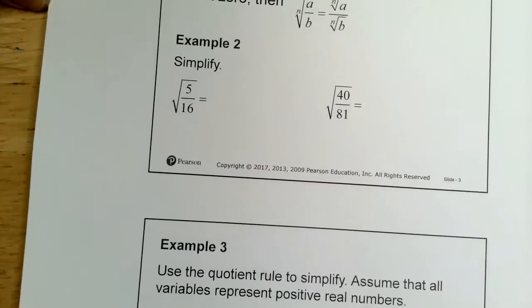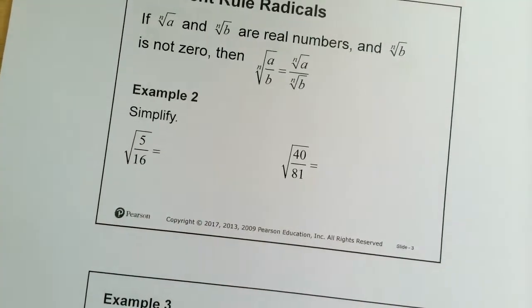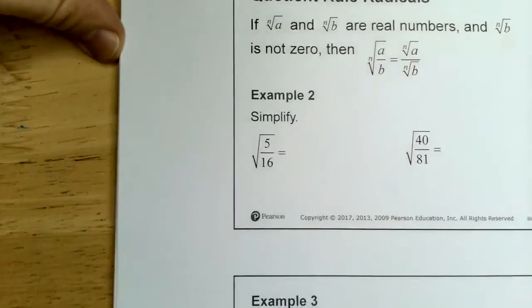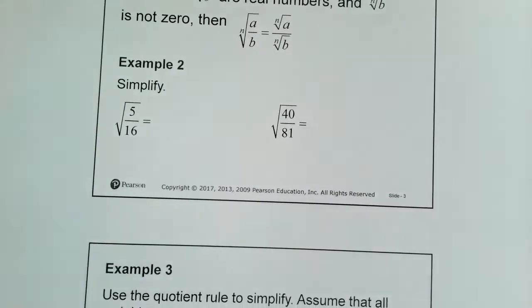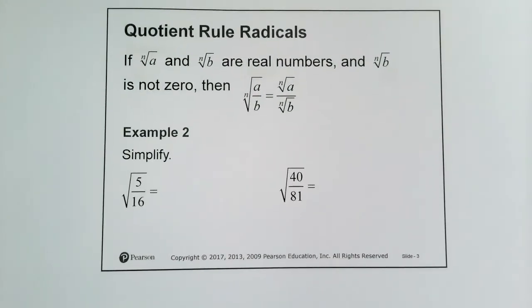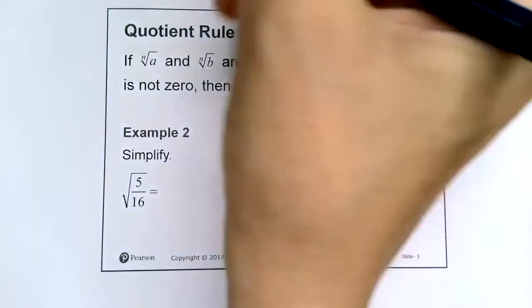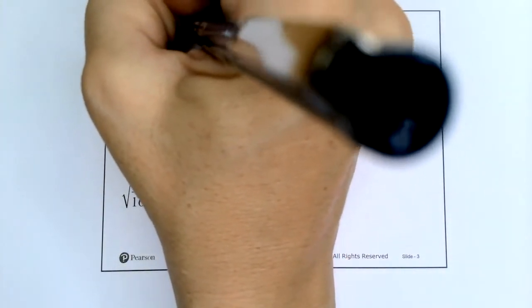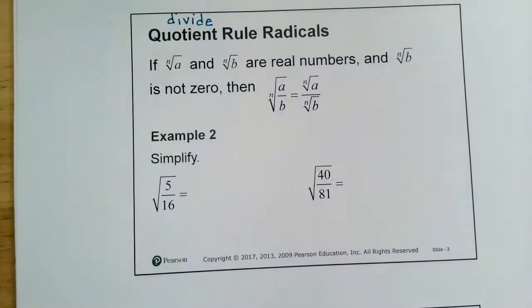Now we have the quotient rule for radicals. Quotient is what you get when you divide. So this is a rule for division. The other one was the rule for multiplication.